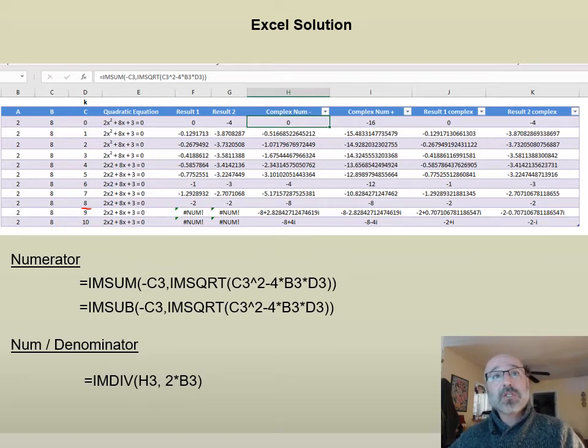And the way I do this now here is I'm going to look at the numerator and denominator separately, and I'm going to use the functions IMSUM and IMSUB here within Excel in order to take a look at the top half, the numerator portion of the quadratic equation here, and to take into account our real and imaginary components that could comprise our roots for this here. So I rewrite our equation.